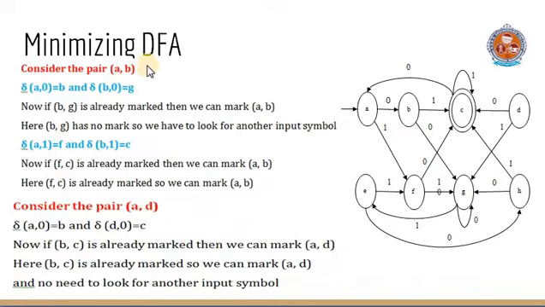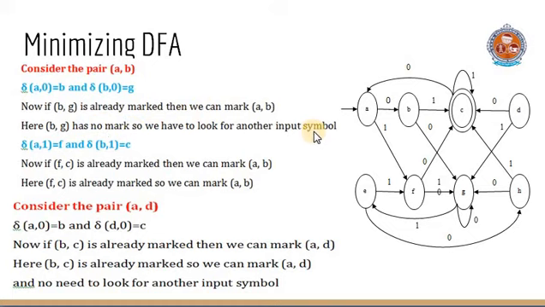Now consider the first pair AB. We have to take the input symbol 0. So delta of A0 and delta of B0 can be easily obtained from this diagram. A0 here is B and B0 here is G. So we got a pair BG. Now look in the table. If BG is already marked, we can place X in the pair AB. Because BG has no mark, we have to look for another input symbol.